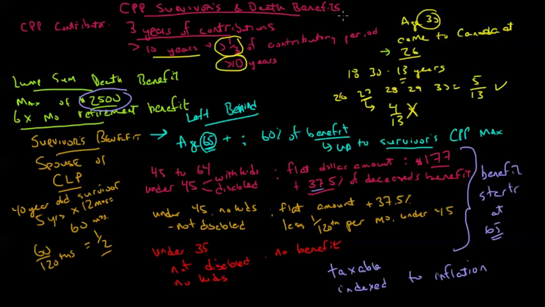I hope that helps to understand CPP survivors and death benefits. A little bit complicated. There's some rules right at the beginning here that we certainly have to be aware of. For the most part, financial services exams aren't going to expect you to memorize all of these details, but it is useful to have a good level of comprehension, and especially to know what happens over 65 and under 35 when you leave behind somebody without kids.